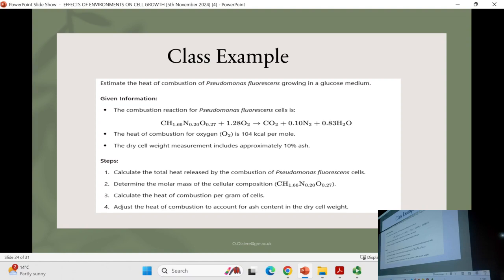So we have to calculate the total heat released by the combustion of our Pseudomonas cell. Combustion is that you already ingested something, right? Glucose or whatever food you have, right? Combustion is the burning of that food inside of you, inside your cell.